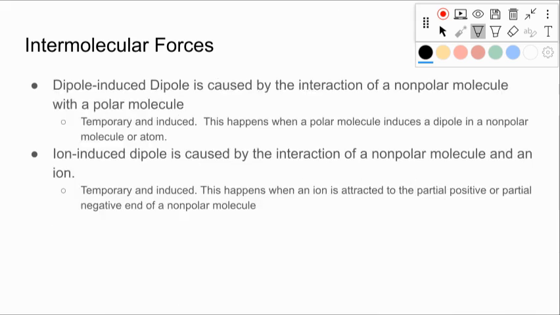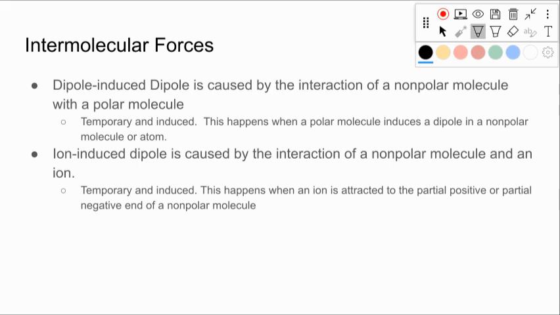There's also dipole-induced dipole, which means that you have a polar molecule and a nonpolar molecule. So this is like if I had a mixture, if I had more than one substance, or even if I was talking about more than one gas within an environment or liquids. The polar molecule will temporarily make the nonpolar molecule have a dipole.